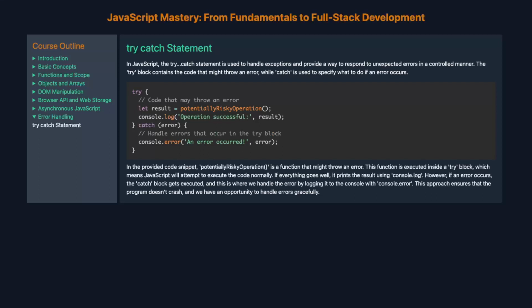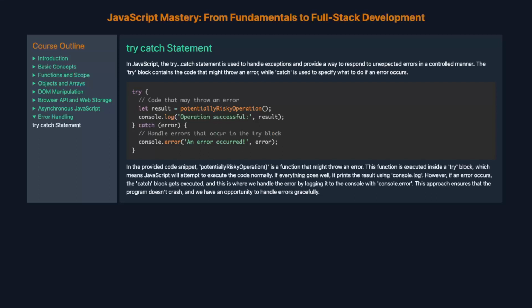This function is executed inside a try block, which means JavaScript will attempt to execute the code normally. If everything goes well, it prints the result using console.log. However, if an error occurs, the catch block gets executed, and this is where we handle the error by logging it to the console with console.error.